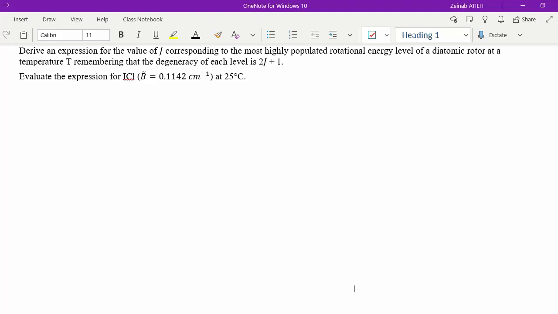We said that to derive J corresponding to the most highly populated rotational energy level, we have to take the Maxwell distribution, which is a function of J, and then treat J as a continuous variable, differentiate with respect to J, and then set the result equal to 0. And then find J. And this J will correspond to the J that has the largest number of molecules at this certain temperature.